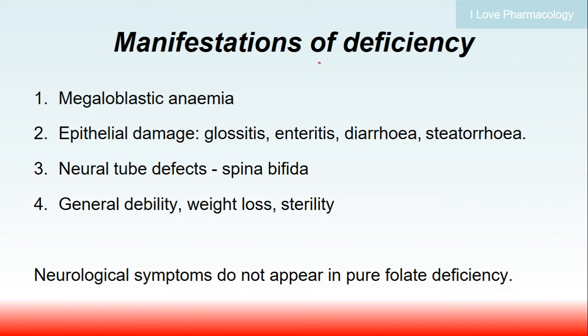Coming to the manifestations of folate deficiency, it can lead to megaloblastic anemia. It can cause epithelial damage causing glossitis, enteritis, diarrhea and steatorrhea. It can lead to neural tube defects, that is, it can cause spina bifida in the fetus, and it can lead to general debility, weight loss and sterility.